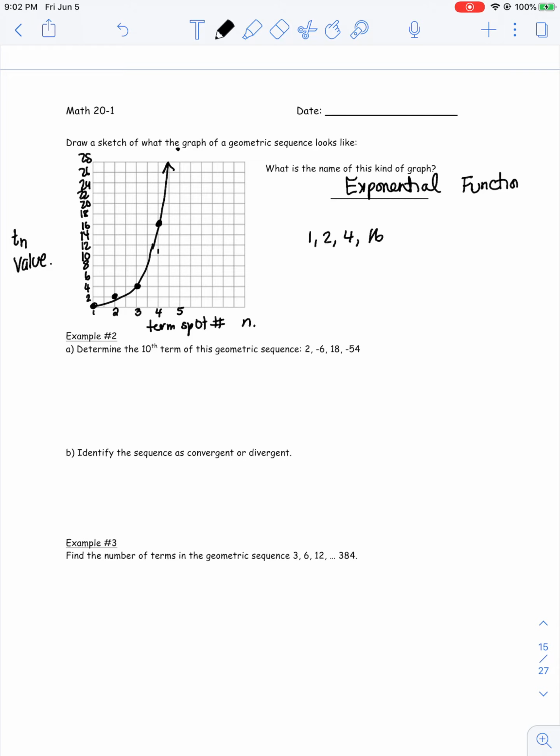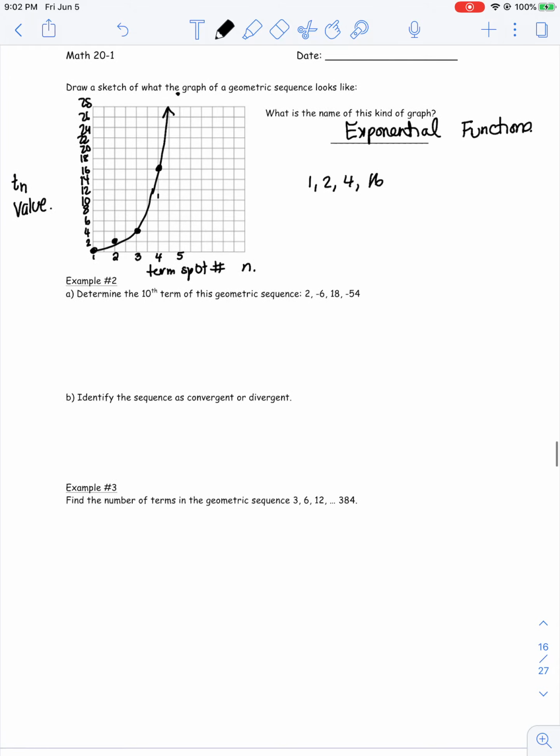So this is something that we actually study in 30-1 and 30-2. So exponential functions are functions that grow very quickly, such as population. Example number 2, they're saying determine the 10th term.